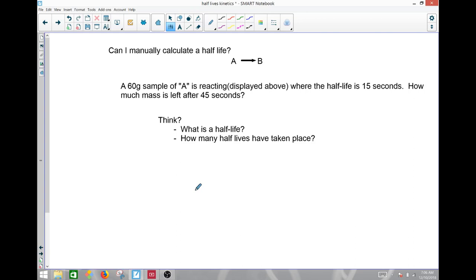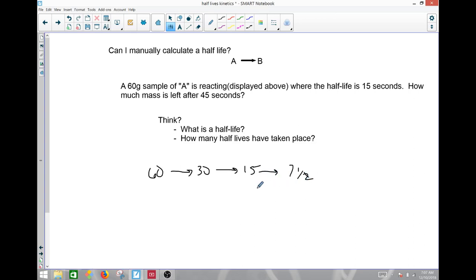Can I manually graph out, or in my head or with pencil math, numerous half-lives in a row? So for example, 60 grams of A is reacting in the displayed equation, half-life 15 seconds. How much mass is left after 45 seconds? The 60 in one half-life drops to 30, which drops to 15, which drops to 7.5, and it just keeps going in halves and halves and halves.